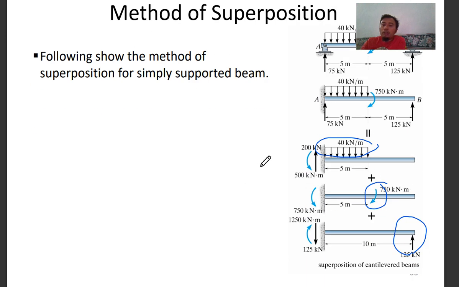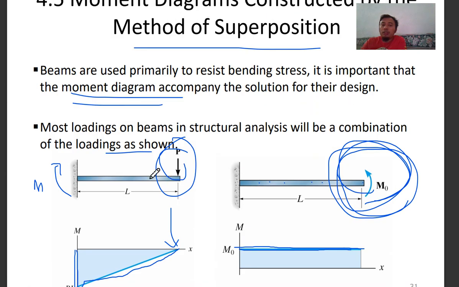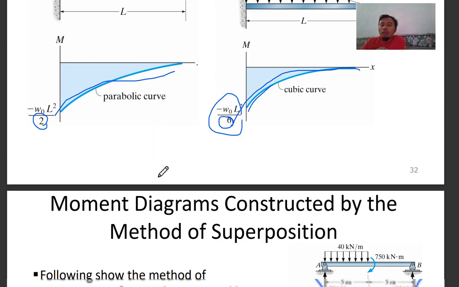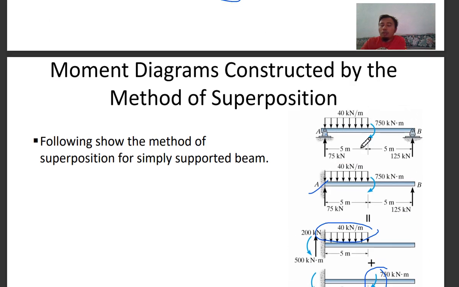As you can see here, we are changing the support into fixed because we are using the method of superposition of cantilevered beam, so we can expect the graph to be like this. So the most important thing is that you are removing each of the loads according to the type.